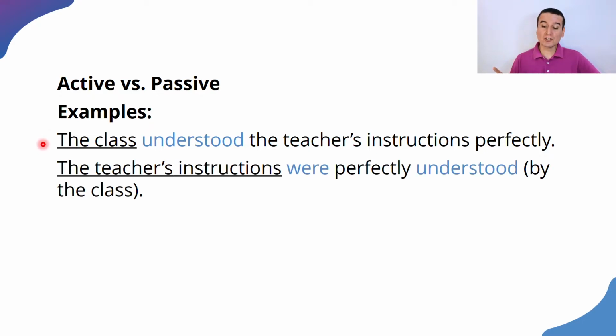The next one. The teacher's instructions were perfectly understood by the class. The teacher's instructions is the subject of the sentence. Are the teacher's instructions the doers of the action of understanding? No. They receive the action of understanding. Those are the ones that are understood. So in that case, we are in the presence of a sentence in the passive voice.